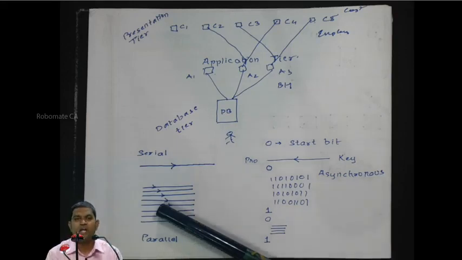Then, the next one is called a half duplex connection or semi-duplex connection. Here, both ways the data can be transferred. But at a given point of time, only one direction is active. You cannot have both the directions active.